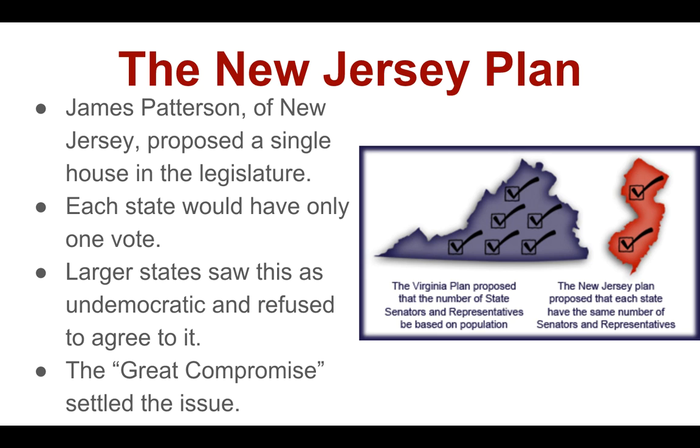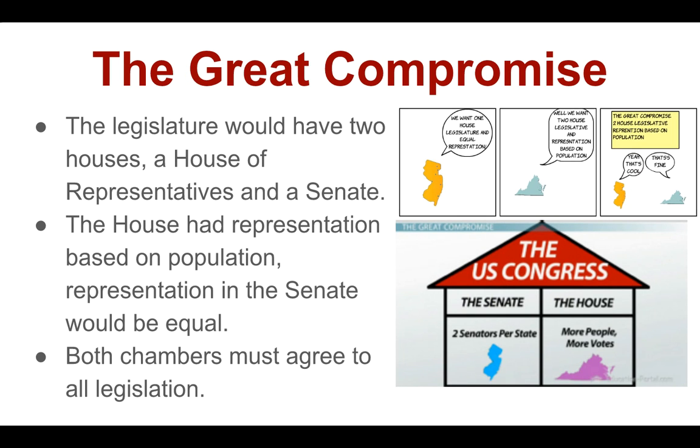The compromise that they came up with, called the Great Compromise, sometimes referred to as the Connecticut Compromise, did settle this issue. In the Great Compromise, the legislature would have 2 houses. You would have the House of Representatives, and you would have a Senate. The House of Representatives would have representation based upon a state's population. Virginia would have more people in the House of Representatives. Delaware would have just a few.